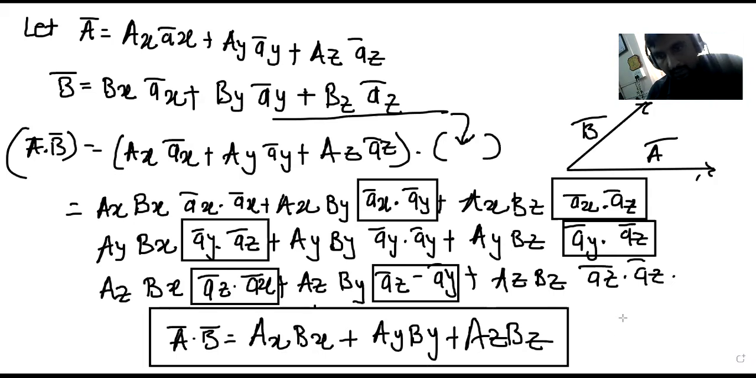Is that clear? I have told you two definitions of dot product. Number one, a bar dot b bar is equal to ab cos theta. This is the first definition. And the second definition is a bar dot b bar is equal to ax bx plus ay by plus az bz. That's it. Is it clear? Yes, sir. Okay then, let us stop here for today.